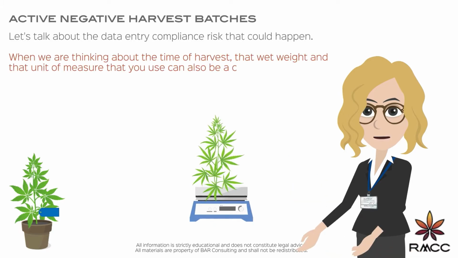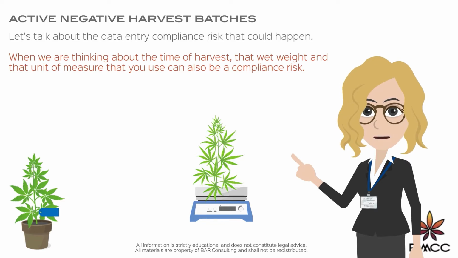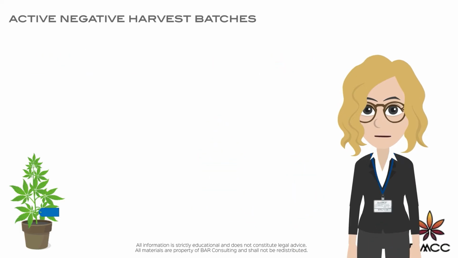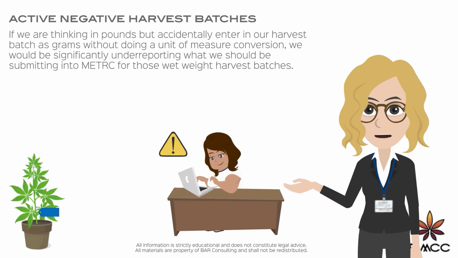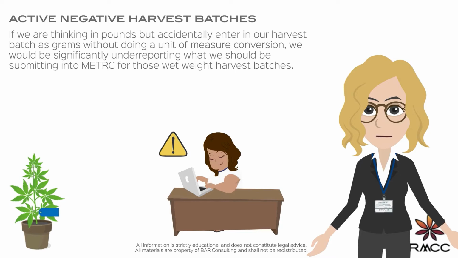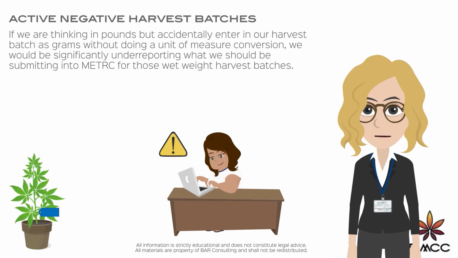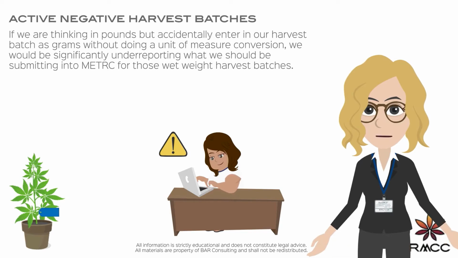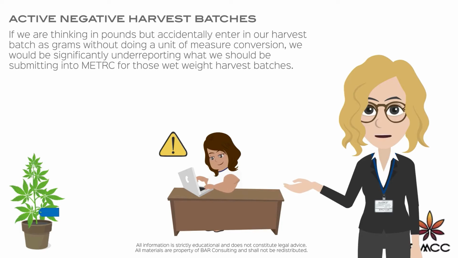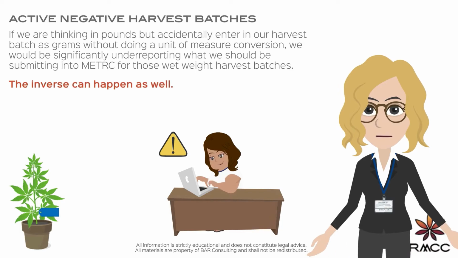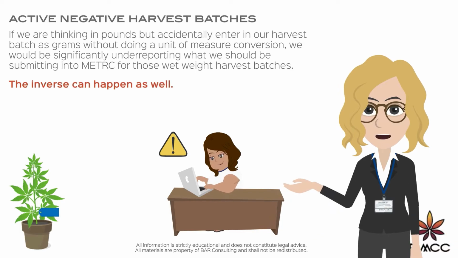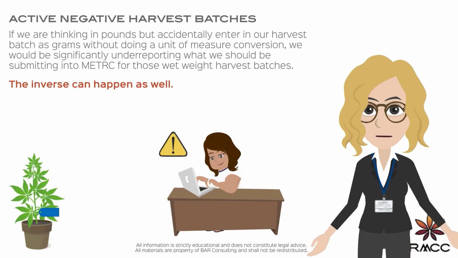So when we're thinking about the time of harvest, when we're harvesting our plants, that wet weight and the unit of measure that you use can also be a compliance risk. For example, if I am thinking in pounds, but I accidentally entered my harvest batches in grams and never did that unit of measure conversion, we would be significantly underreporting what we should be submitting into Metrc for those wet weight harvest batches. The inverse could happen too if you're working in grams and you put pounds or kilograms or something along that nature.